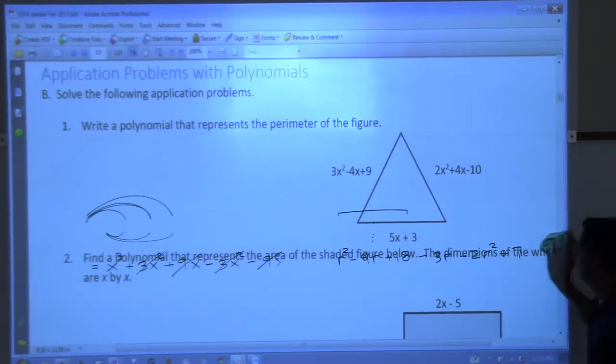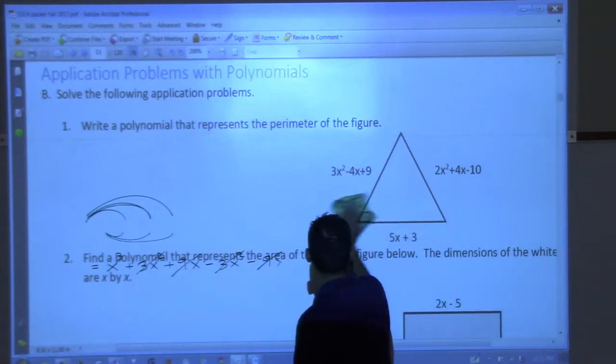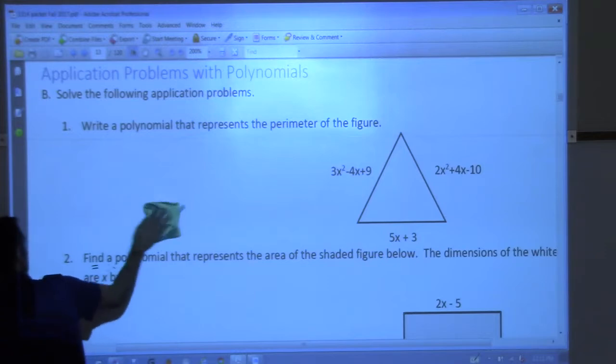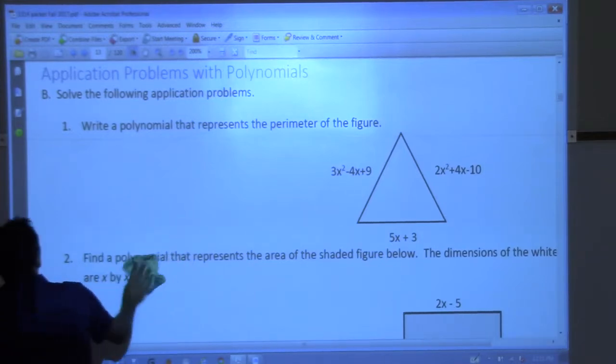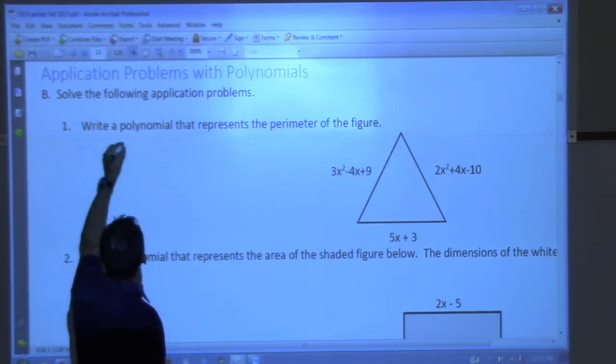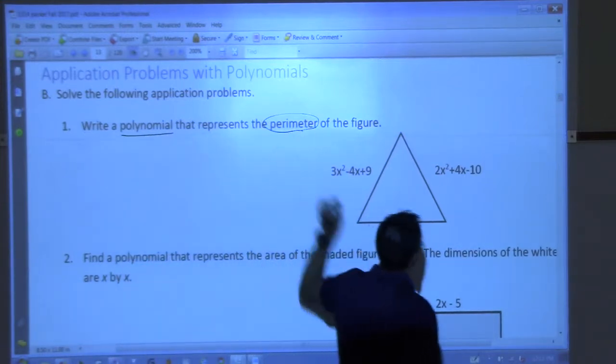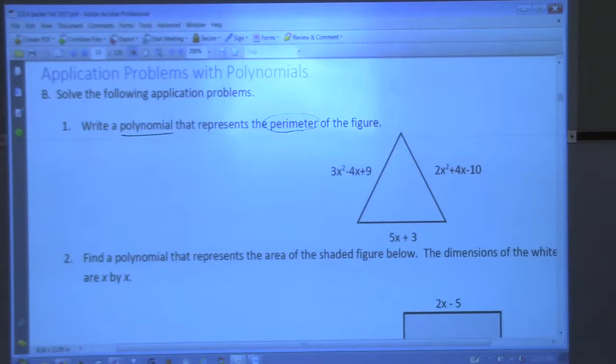All right, let's take a look at these. These are kind of like word problems. Not really. They just give you some geometric figures. Look at this number 1. Write a polynomial that represents the perimeter of the figure. What is a perimeter of something? The outside of it. So it's like if you measured with a ruler going around the outside of an object, that would be its perimeter.